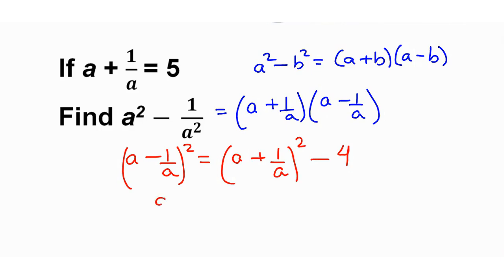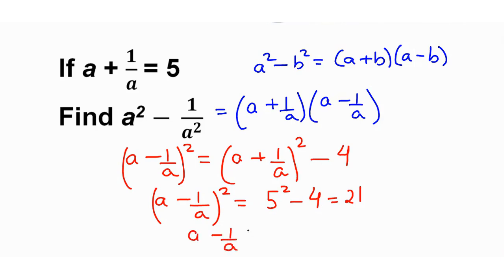So a minus 1 upon a whole square is going to be 5 square minus 4. So this would be 25 minus 4, 21. And then a minus 1 upon a will be under root 21. So we can write it as positive under root 21 or negative under root 21.